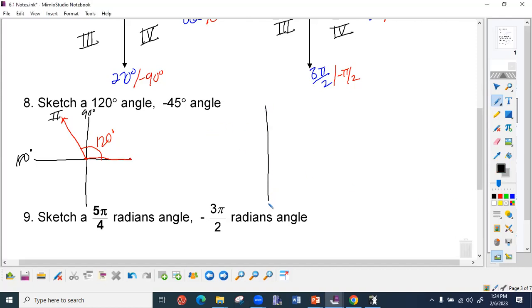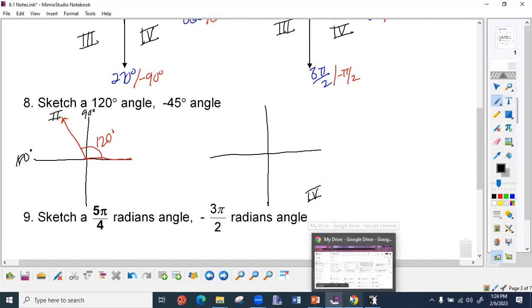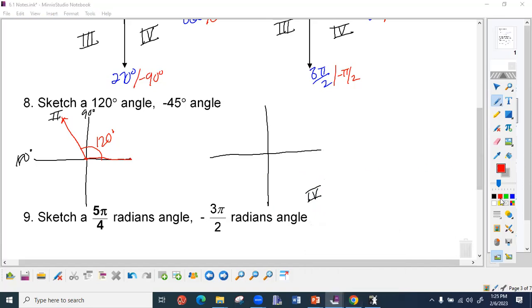Let's do a negative. So negative 45 degrees is going to fall in what quadrant? Quadrant 4. Good job. So in quadrant 4, I'm here. Is it going to fall closer to 0 or negative 90? It's right here. It's smack dab in the middle, because it's half of 90. So here's my initial side and here's my terminal side. And this is negative 45 degrees. Okay, I'll draw my arrow. The arrow of your angle tells you which way you are rotating.